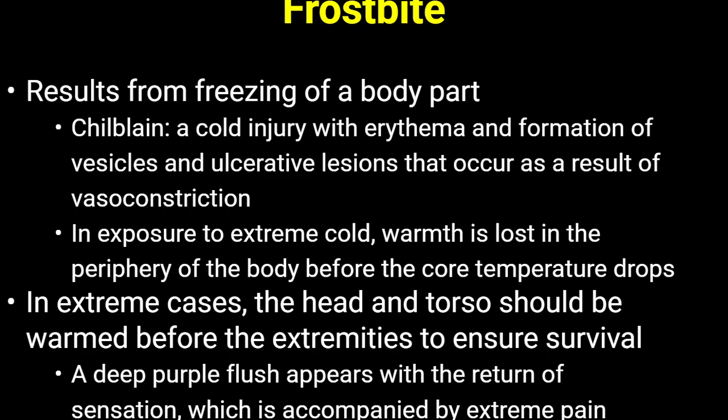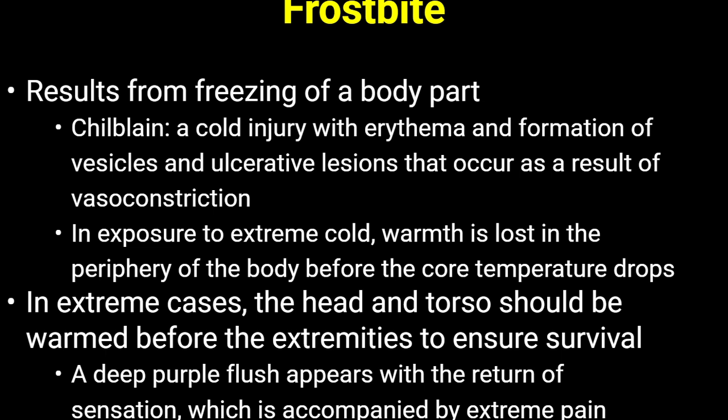As the body is exposed to extreme cold, it tries to preserve heat by constricting blood vessels in the extremities. This reduces blood flow to the hands and feet so that the brain, heart, and other vital organs remain warm. If exposure continues, tissue freezing and permanent damage can occur. In severe cases of hypothermia with frostbite, the head and torso should be warmed before the arms and legs. Warming the body's core first helps restore circulation safely. Warming the extremities before the core can cause cold, acidic blood to return to the heart, worsening shock and potentially causing dangerous heart rhythm disturbances.